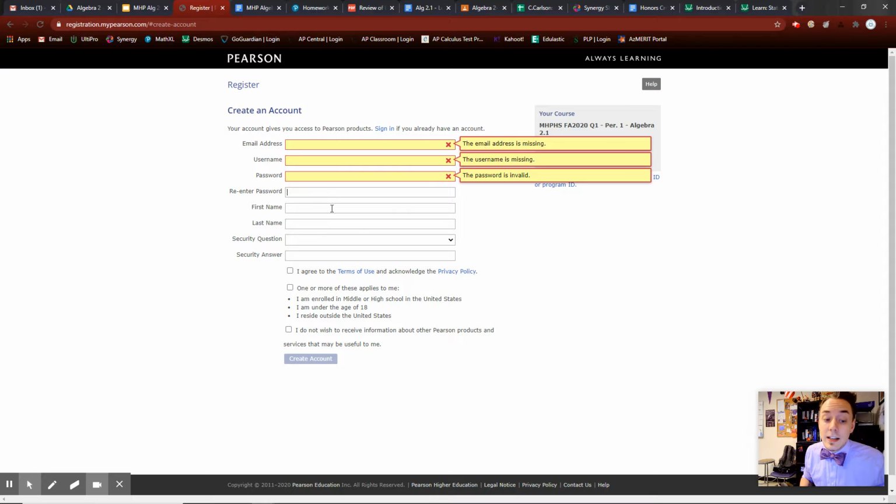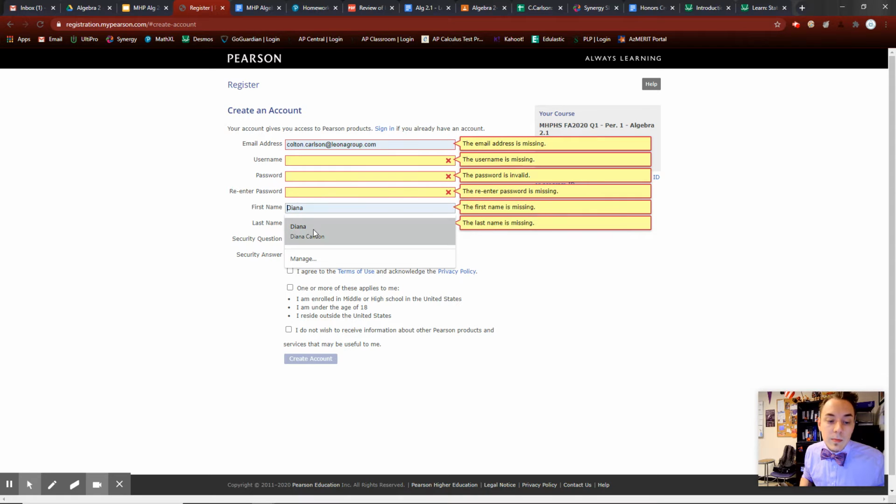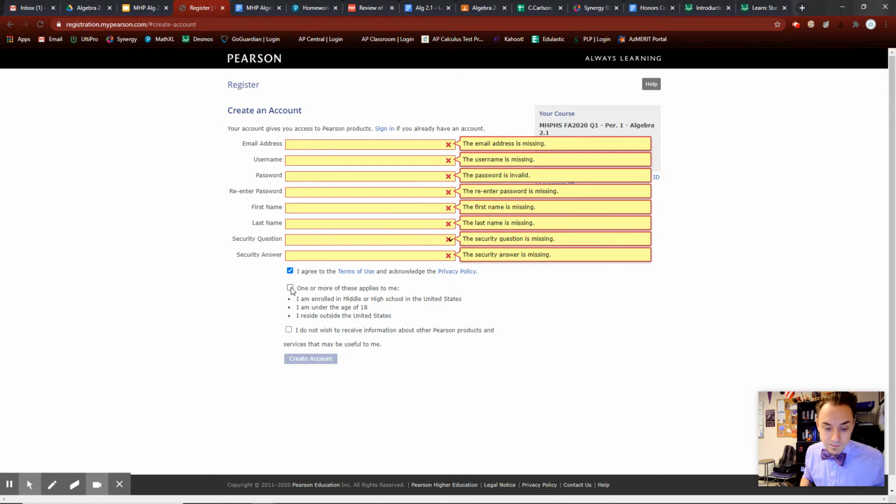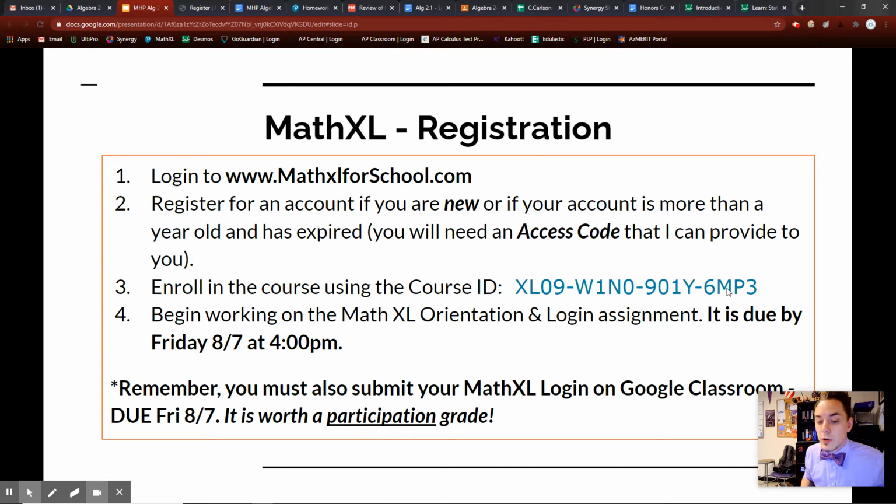Re-enter your password. Again, don't forget. I want your first name. Make sure you use a capital letter. Your last name. Any type of security question. Security answer. Agree. Make sure you agree, and then you'll create your account. After that, pay very close attention, it's going to ask you for your course ID again, the thing that you copied. So you're going to just paste it right there.